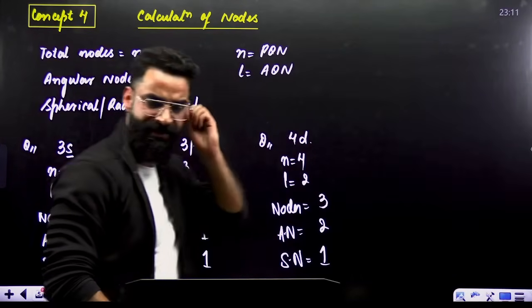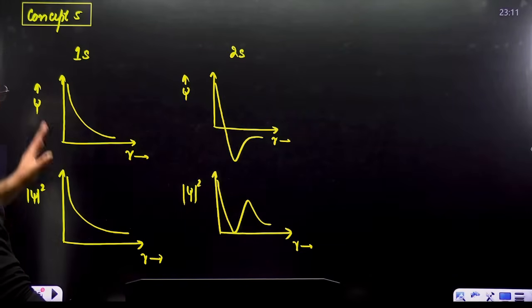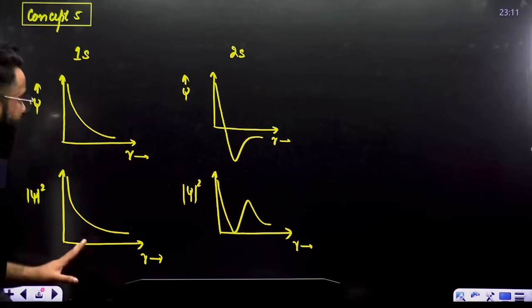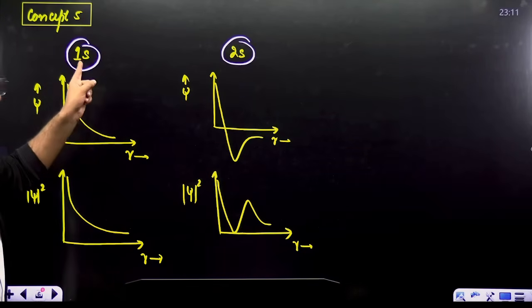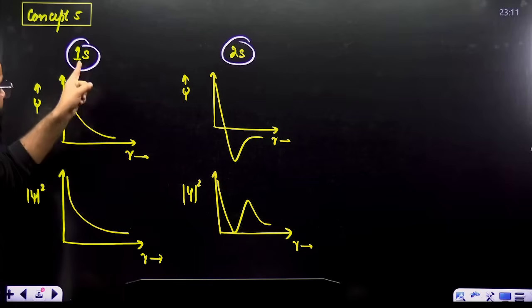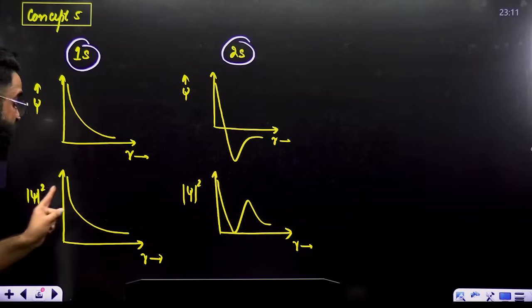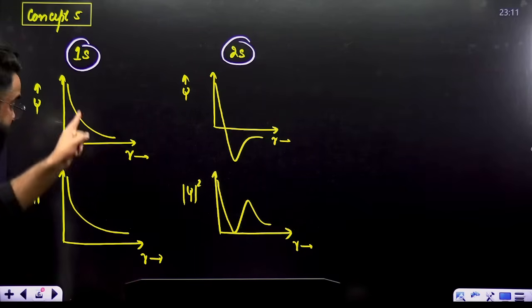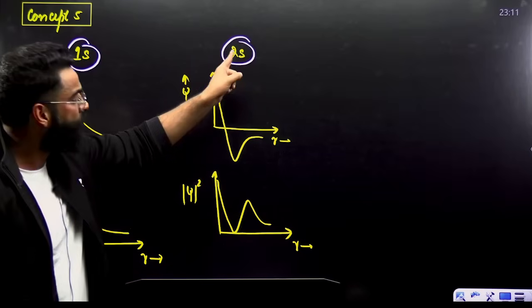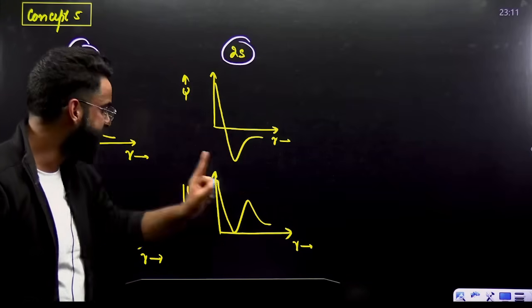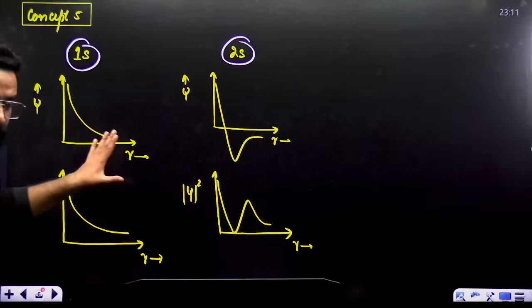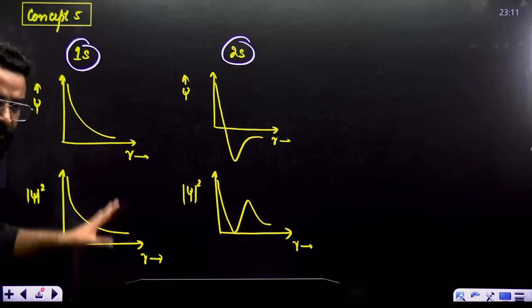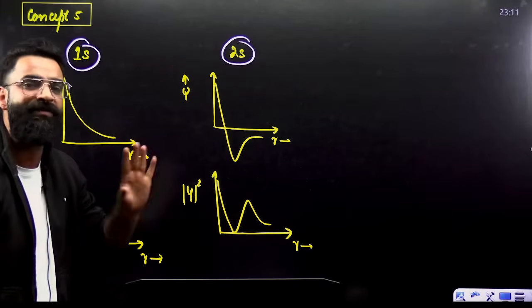Moving on to the next concept, my dear students, which is frequently asked, which is concept number 5. You'll be asked about 1s and 2s. They will ask you, what is the psi versus r graph for 1s? Or what is the psi square versus r graph for 1s? So these are the graphs which you'll be remembering. For 2s, this is the psi versus r graph. This is the psi square versus r graph. Remember it, they can be directly asked. These two can be directly asked, right? For 1s and 2s only, because in your syllabus, there is only 1s and 2s.